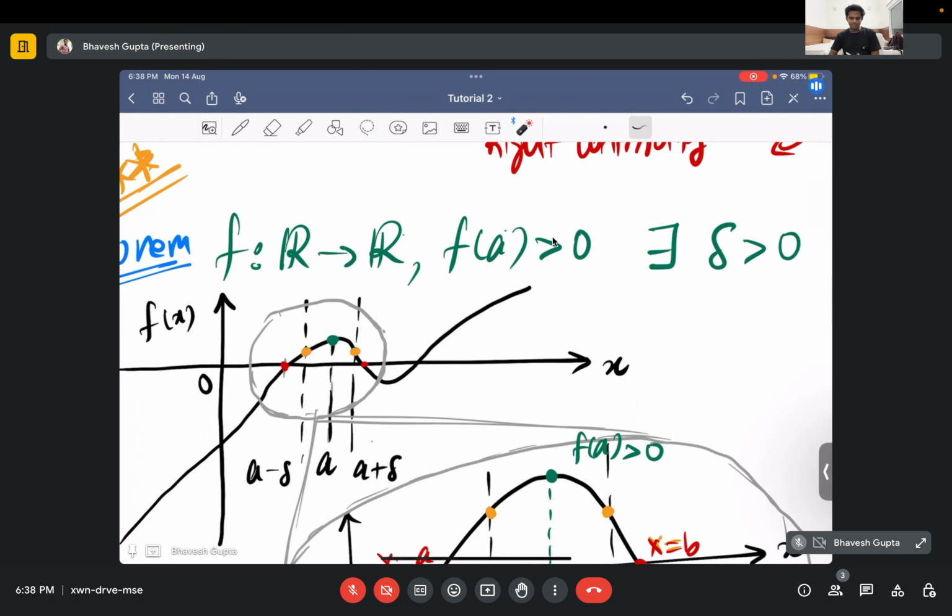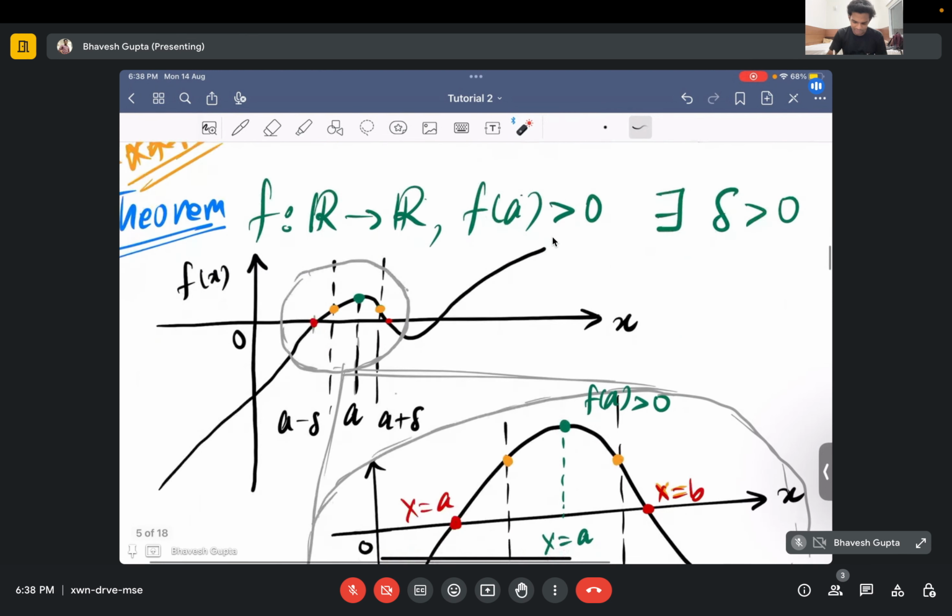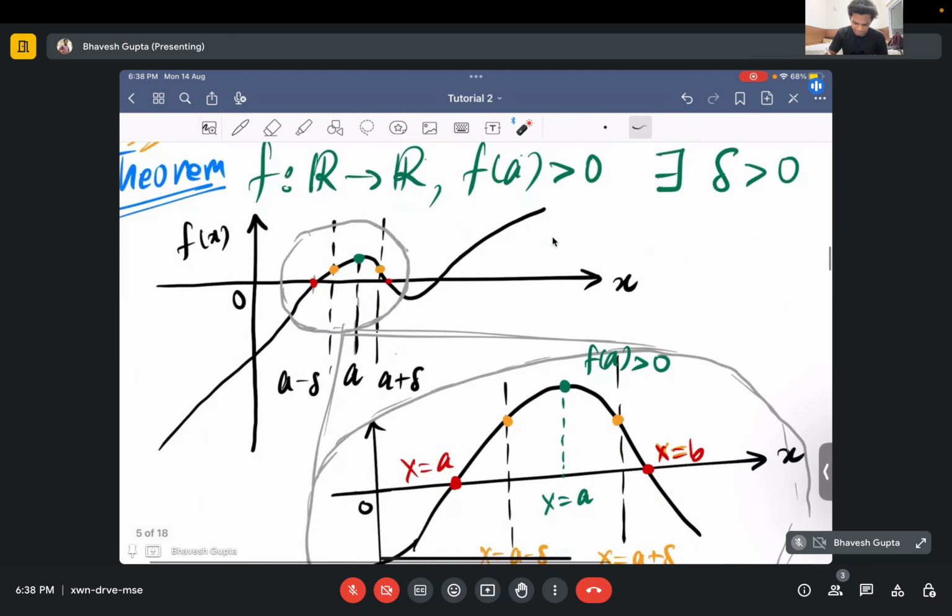okay, and there is an orange points over here, and there is the red points over here. And you can see accordingly I have marked the intervals. Okay, so basically the green point is the given information over here which is given to you.